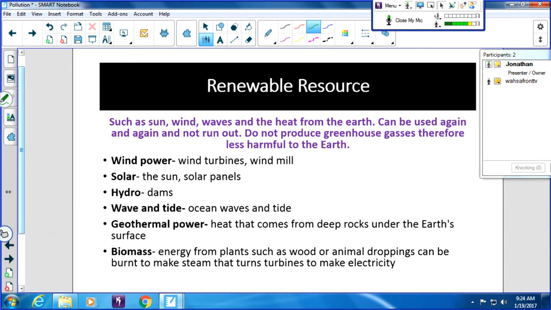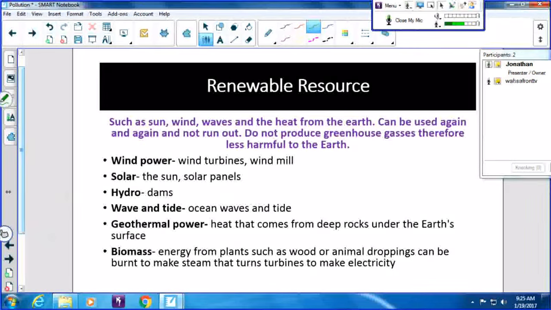We'll always have it, in a sense. Renewable resources could be, for example, the sun, as the sun is always there. Wind, waves, and heat from the earth are all examples of renewable resources. Why? Because they are always there. We can use them again and again and they will not run out. They do not produce greenhouse gases, therefore they are less harmful to our planet. Some examples: wind power, wind turbines, windmills, solar power, the sun, solar panels.